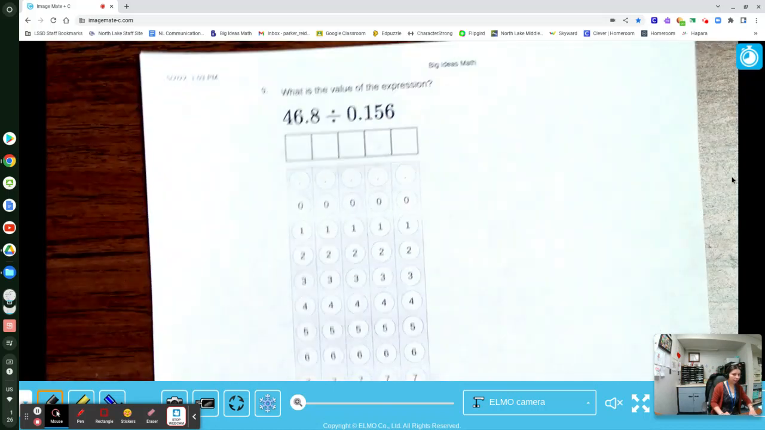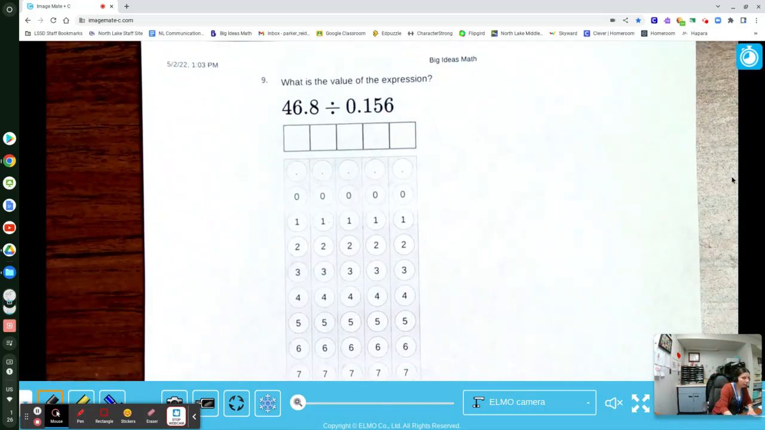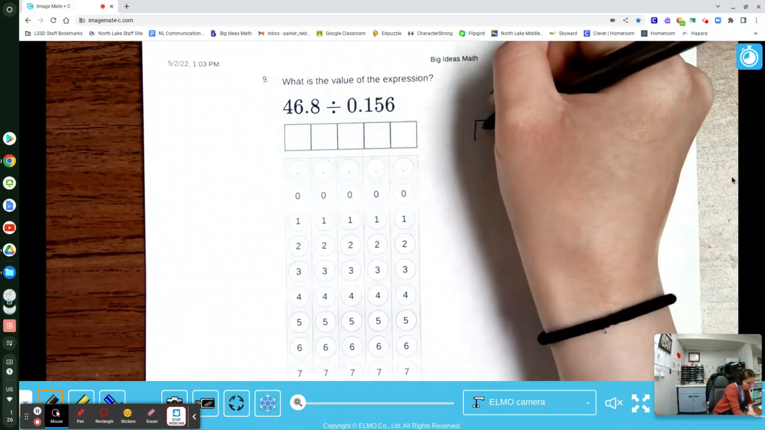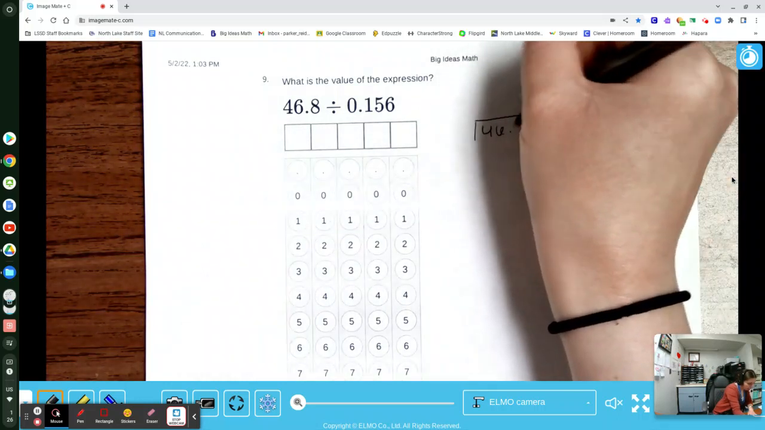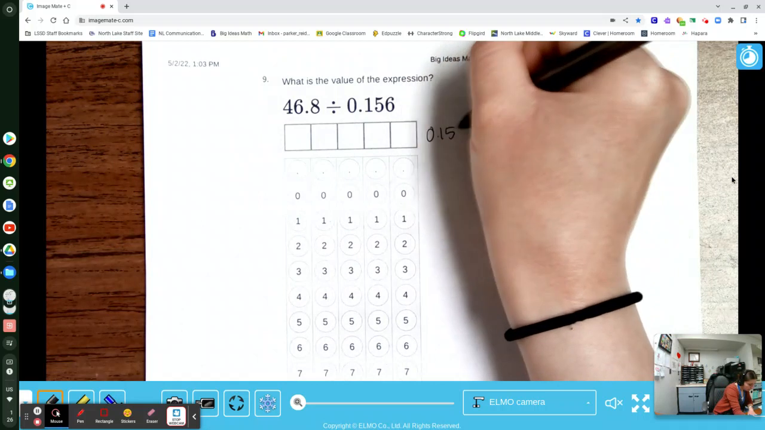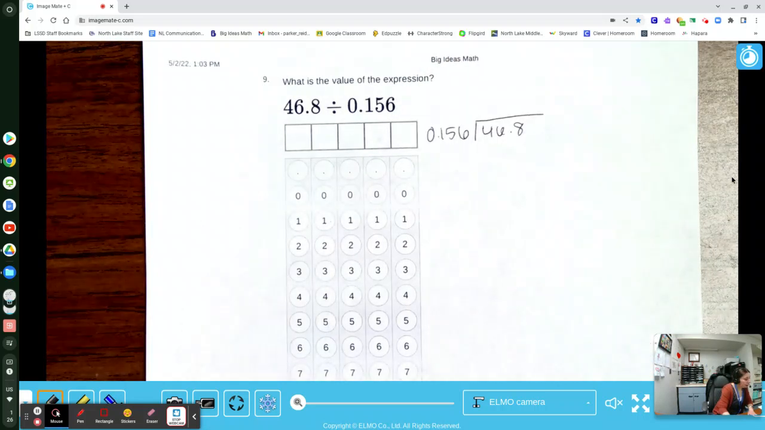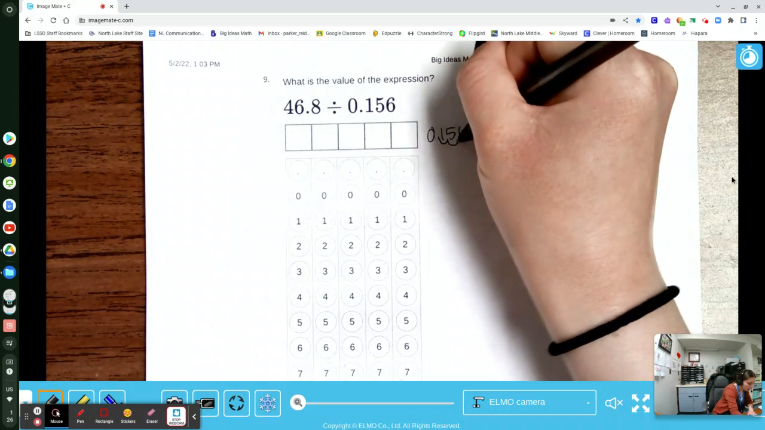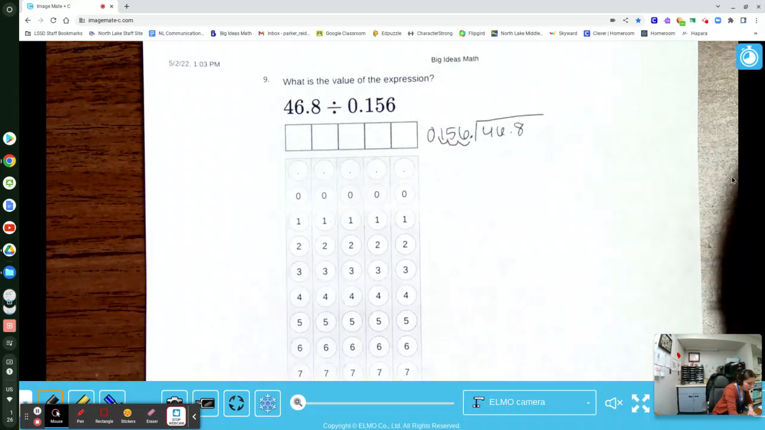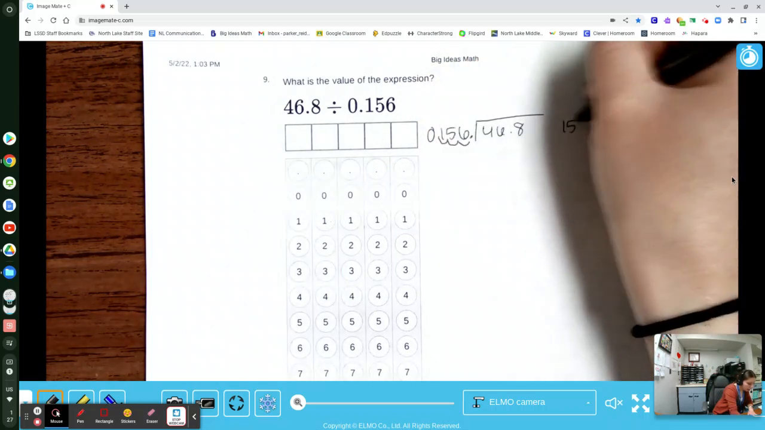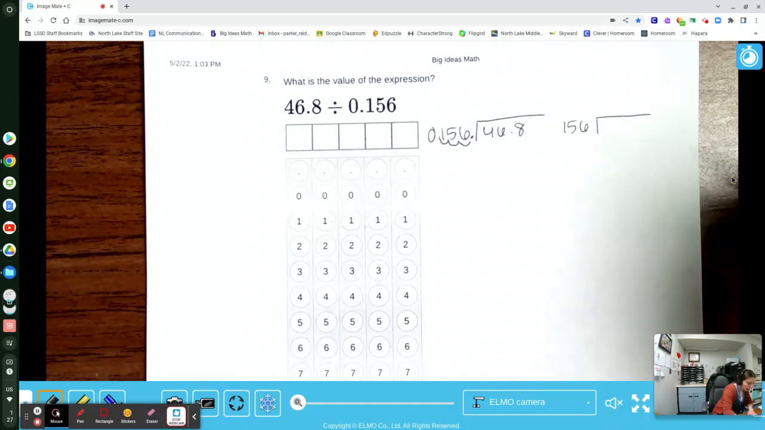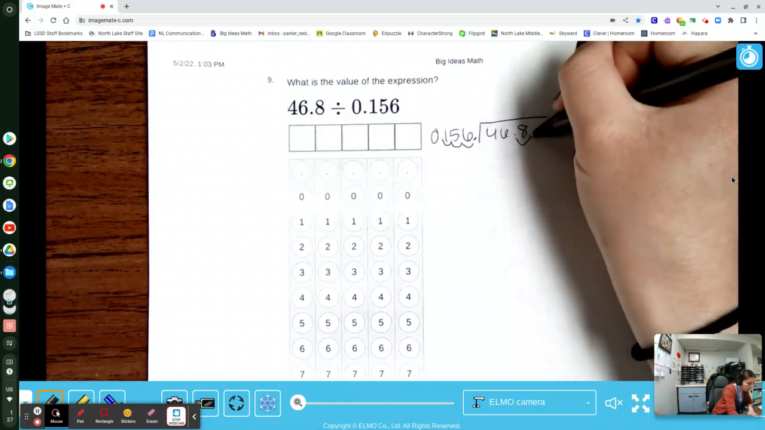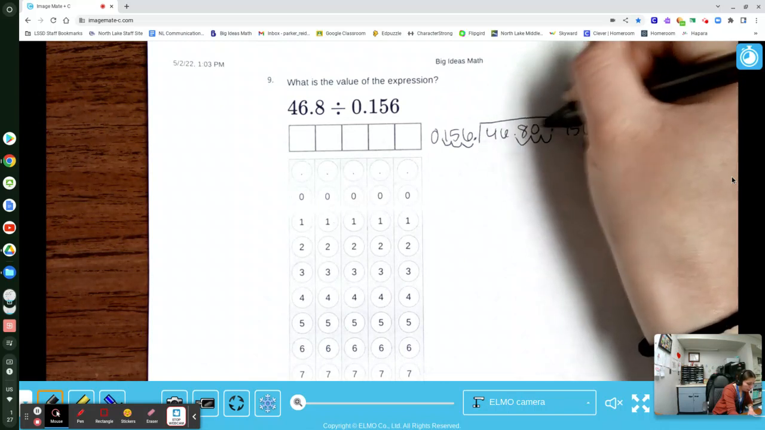Number 9, what is the value of the expression 46.8 divided by 0.156? So I'm going to set this up as long division. First number inside the box, second number outside. Remember, when there's a decimal on the side, you want to slide it. I want to turn this into a whole number. So I'm going to slide it 3 times. That gives me the number 156. And however many times I slid this one, this is a mirror, I need to slide this one the same amount. 1, 2, 3. So I have to insert 2 zeros.